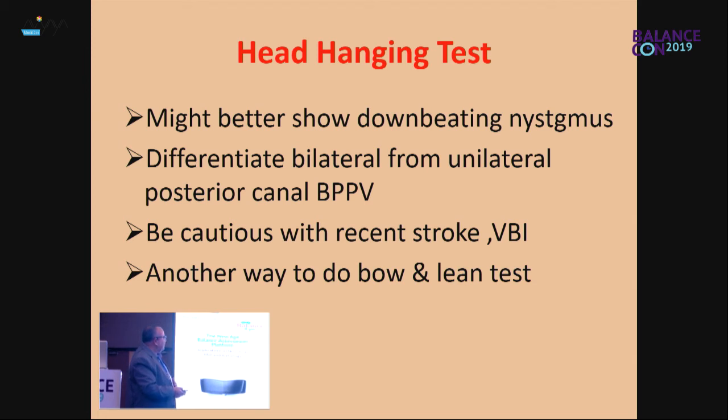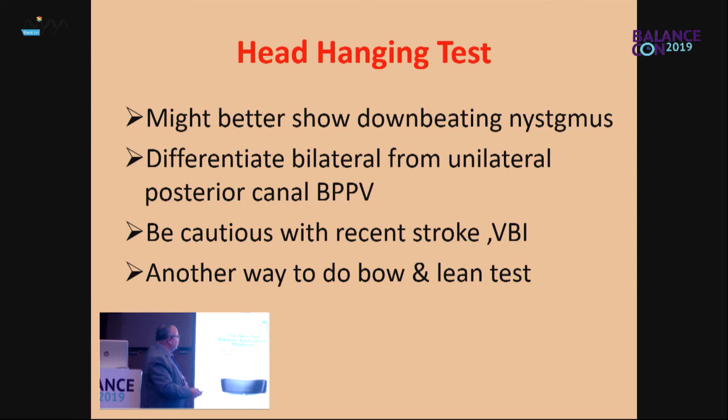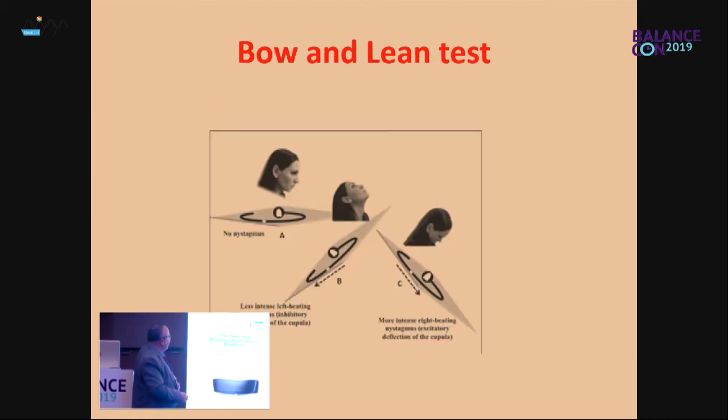Be cautious with recent stroke or vertebrobasilar insufficiency, because the worst thing is to do head extension. This is maybe the worst position, which compromises the vertebrobasilar flow. The head hanging test can be another way to do the bow and lean test. The bow and lean test is very nice.